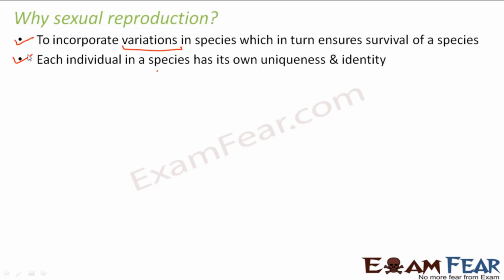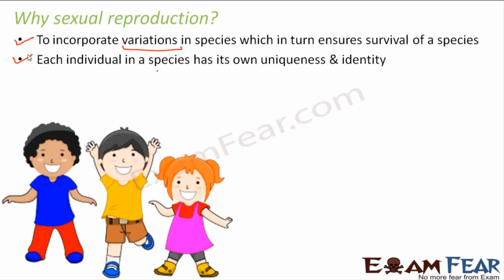But in case of sexual reproduction, each individual in a species, even though the species is the same, is different. For example, let us consider human beings. In human beings, all of them have 2 eyes, 1 nose, 2 ears. So the basic structure is the same. Still, each one of us looks so very different, right? Except for twins who are exactly identical. Other than that, even though their basic structure is the same and they all belong to the same species, they still look different.